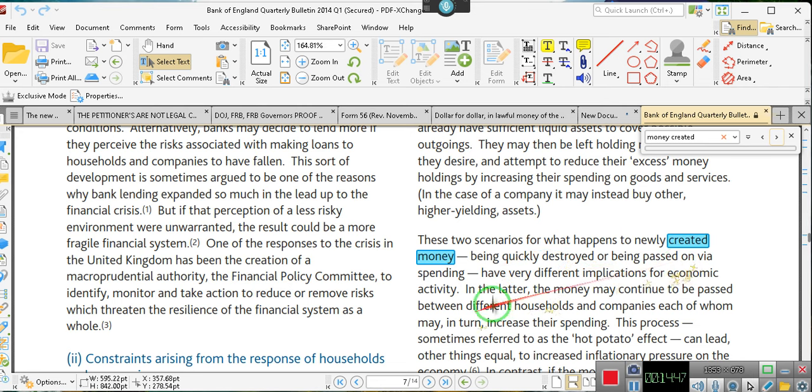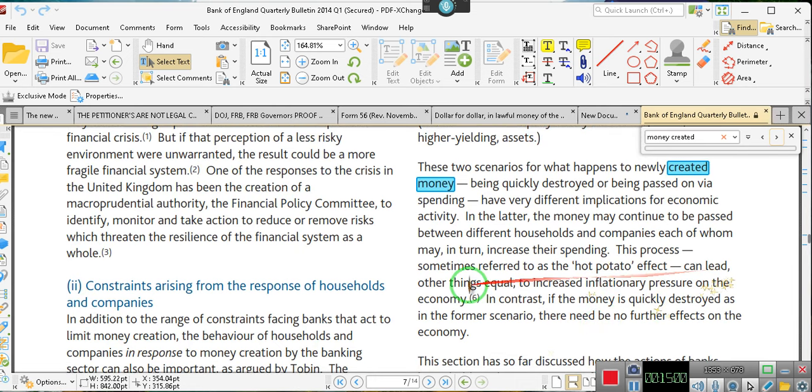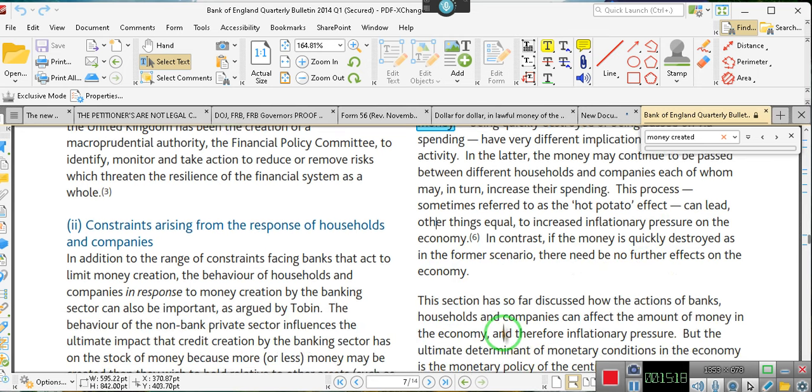In the latter, the money may continue to be passed between different households and companies, each of whom may in turn increase their spending. This process, sometimes referred to as the hot potato effect, can lead, other things equal, to increased inflation pressure on the economy. In contrast, if the money is quickly destroyed, as in the former scenario, there is no need for further effects on the economy. Interesting, ain't it?